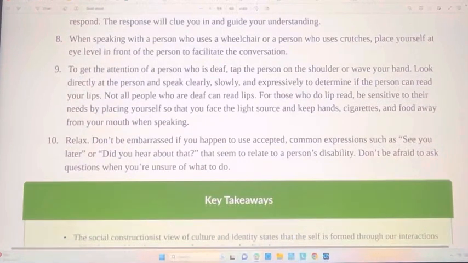You should ask. Number 9, to get the attention of a person who is deaf, tap the person on the shoulder or wave your hand. Look directly at the person and speak clearly, slowly, and expressively to determine if the person can read your lips. Not all people who are deaf can read lips.